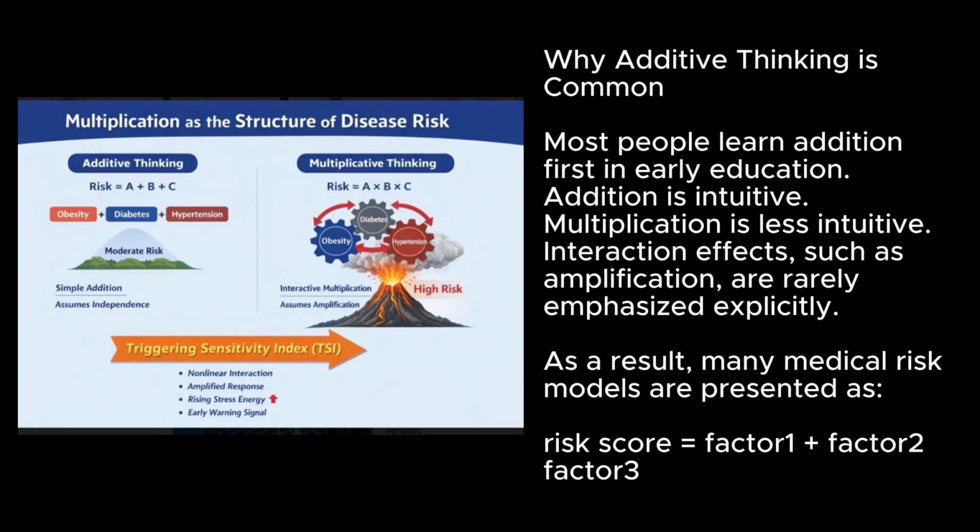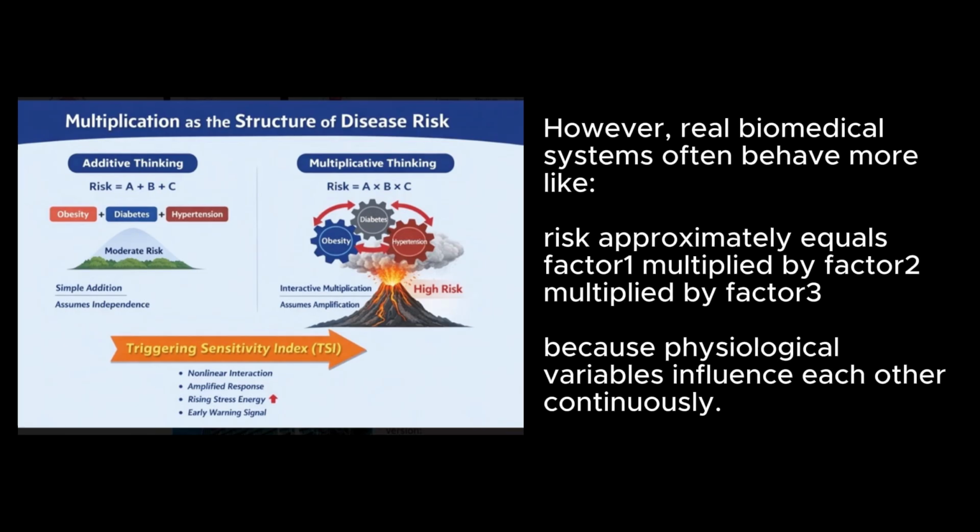Why additive thinking is common. Most people learn addition first in early education. Addition is intuitive. Multiplication is less intuitive. Interaction effects, such as amplification, are rarely emphasized explicitly. As a result, many medical risk models are presented as risk score equals factor 1 plus factor 2 plus factor 3. However, real biomedical systems often behave more like risk approximately equals factor 1 multiplied by factor 2 multiplied by factor 3, because physiological variables influence each other continuously.